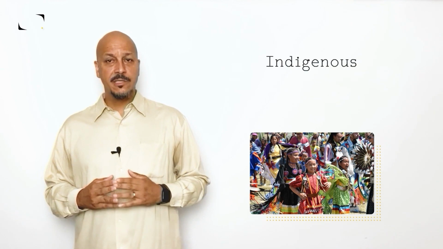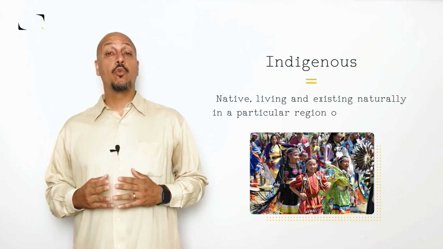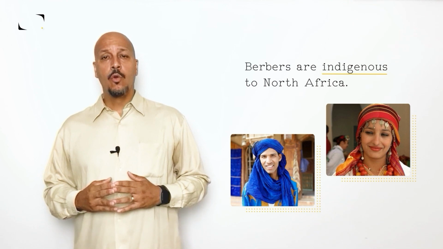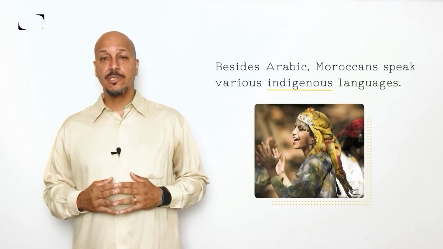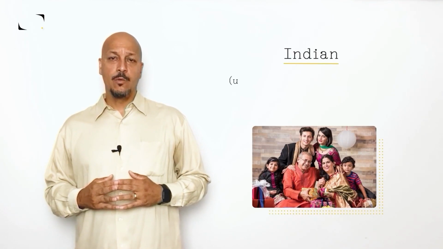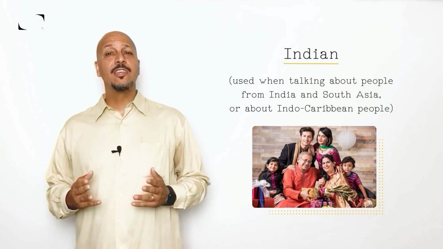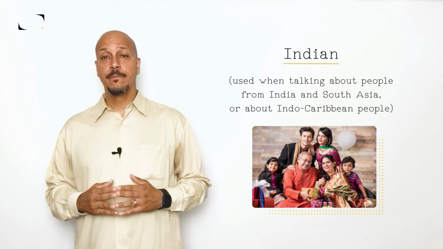The word indigenous means native, living, and existing naturally in a particular region or environment. For instance, you could say Berbers are indigenous to North Africa, or besides Arabic, Moroccans speak various indigenous languages. You can still use the term Indian when talking about people from India and South Asia, or about Indo-Caribbean people who are Caribbean people with roots in India.